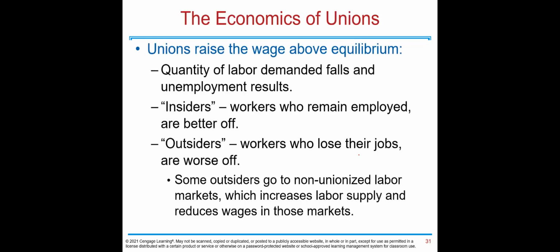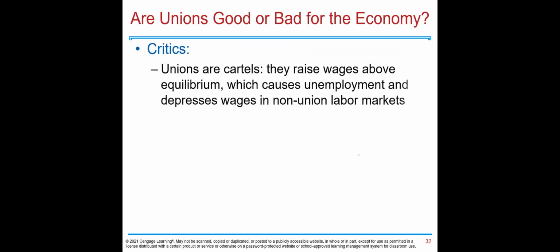Unions raise the wage above equilibrium. Quantity of labor demanded falls and unemployment results. If there is a union, businesses would like to hire less labor. Therefore, the quantity of labor demanded is less than the quantity supplied to the market. Insiders, which are the workers who remain employed, are better off. Outsiders, workers who lost their jobs, are worse off. Some outsiders go to non-unionized labor markets, which increases labor supply and reduces wages in those markets.